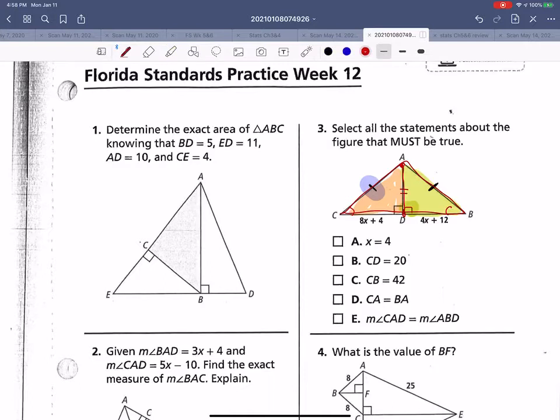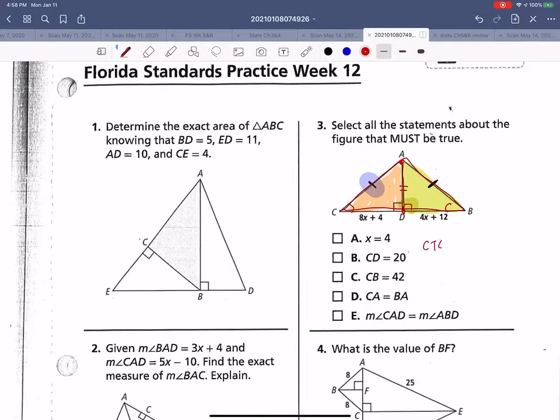So because of that, using CPCTC, now that I know that these triangles are congruent, and now that I totally misspelled CPCTC, then I can set these equal to each other. CD has to equal BD. So let's set these equal and solve.